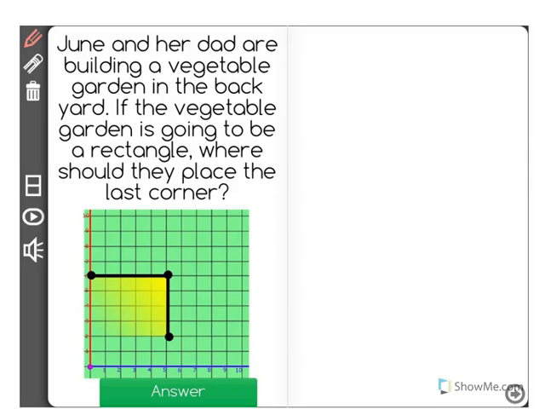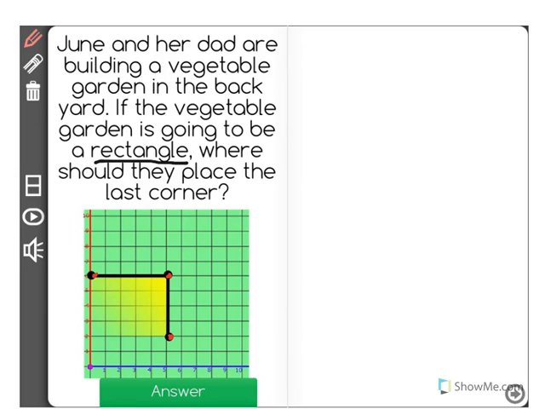June and her dad are building a vegetable garden in the backyard. If the vegetable garden is going to be a rectangle, where should they place the last corner? So I see here that they already have three corners out. They have this corner, the top left, the corner in the top right, and the corner at the bottom right. So we need a corner at the bottom left.